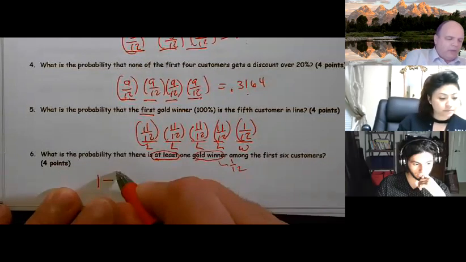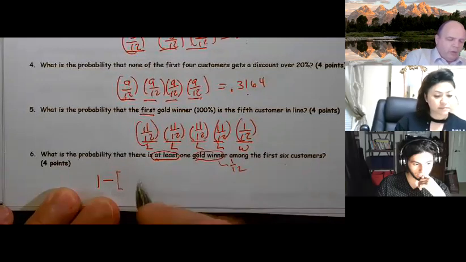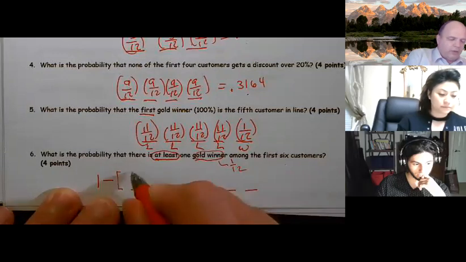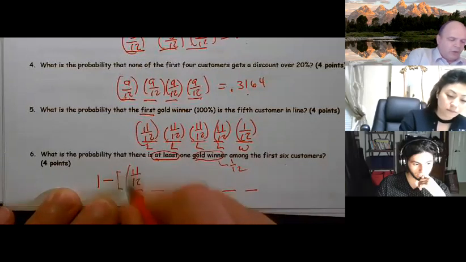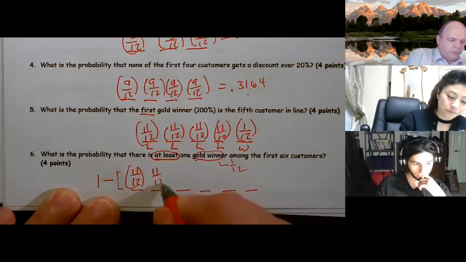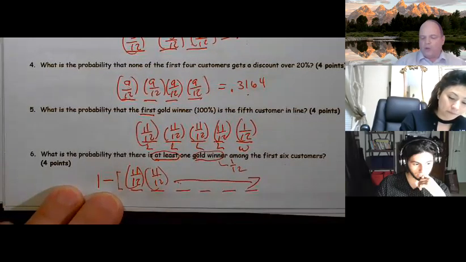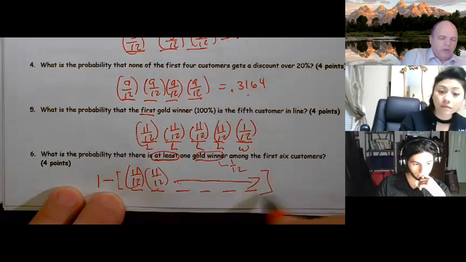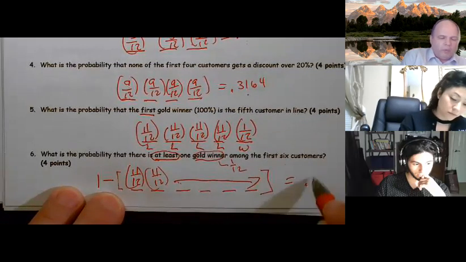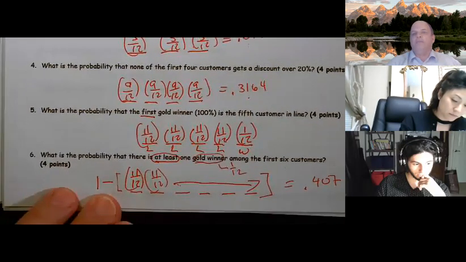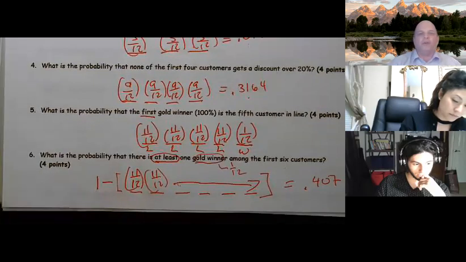So 1 minus, and then we have 1, 2, 3, 4, 5, 6 blanks. And just so you don't need to watch me write that, I'm going to just draw an arrow all the way across. And I end up with 0.407. So there's about a 40% chance that there was at least one gold winner.